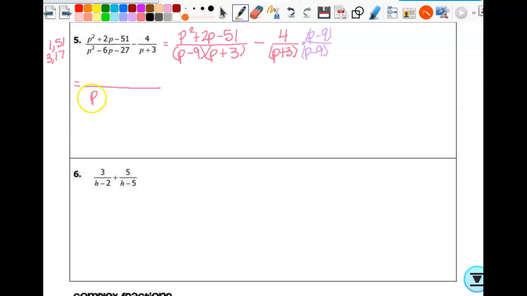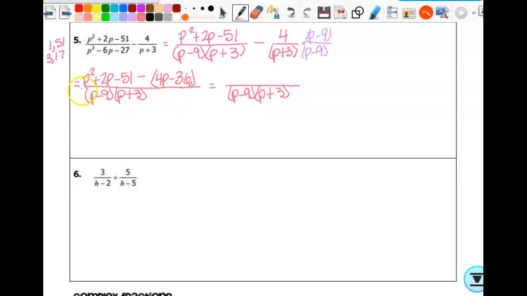So my denominator now is p minus 9 times p plus 3. And then this first part was p squared plus 2p minus 51 minus, and then I'm going to go ahead and distribute as I do this. That would be 4p minus 36. Okay. Everybody with me? Okay, so then I'm going to rewrite my denominator again. P minus 9 times P plus 3, because that's not going to change right now.